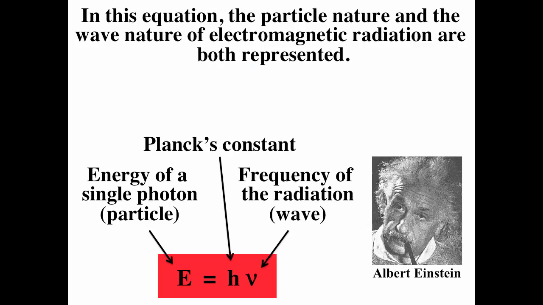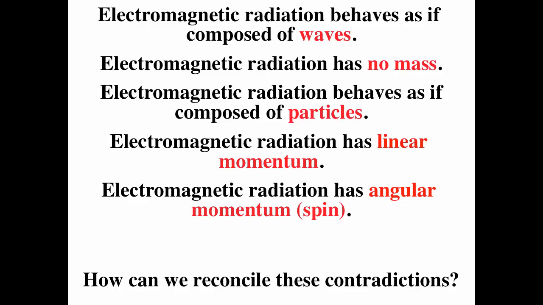Now it's kind of interesting, if you actually look at that equation, you have E, the energy of a photon, a particle, is equal to Planck's constant, which is 6.626 times 10 to the minus 34 joule seconds, times frequency, which would seem to be a property of a wave. And so I'd argue that even in just that simple equation, you have wave-particle duality. Electromagnetic radiation behaves sometimes as if it is composed of waves. It has no mass. Sometimes it seems to behave as if it is composed of particles. It has linear momentum, it has angular momentum.